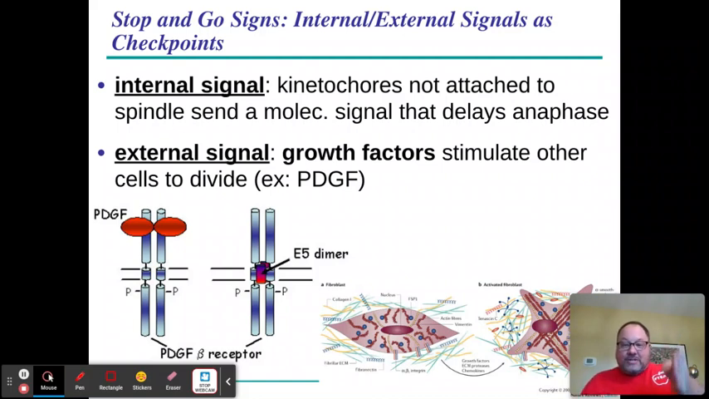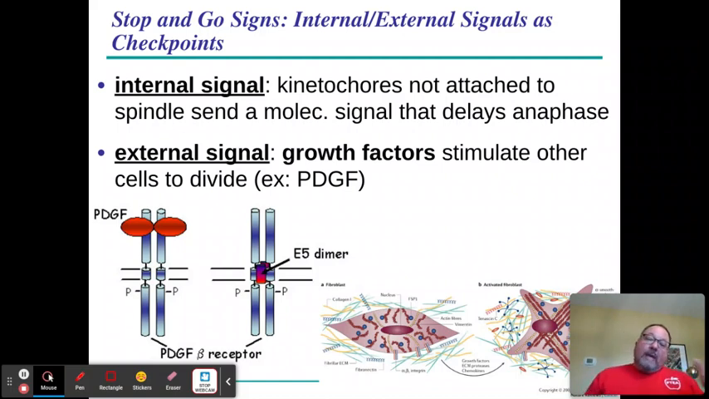So what if spindle fibers don't attach to the kinetochores? Well, cells will actually pause at metaphase in mitosis until the spindle fibers attach to all the kinetochores. That way it ensures that chromosomes all line up evenly along the metaphase plate before anaphase can begin. So that's that M phase checkpoint.